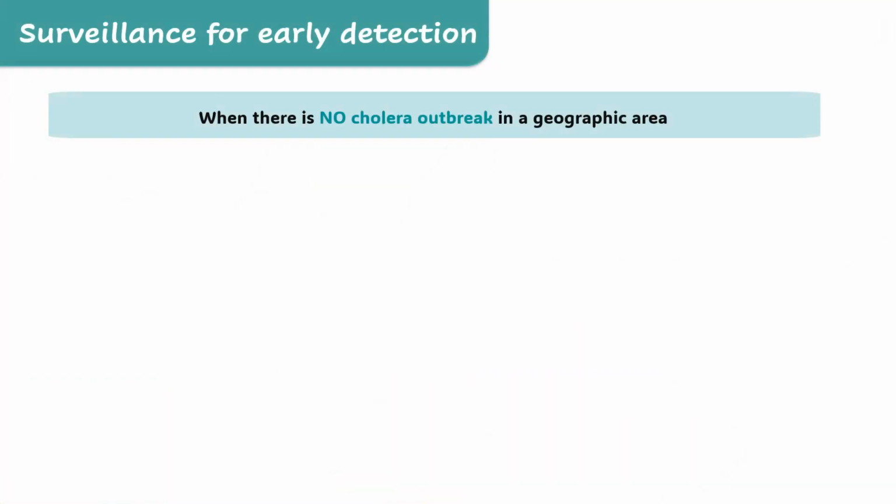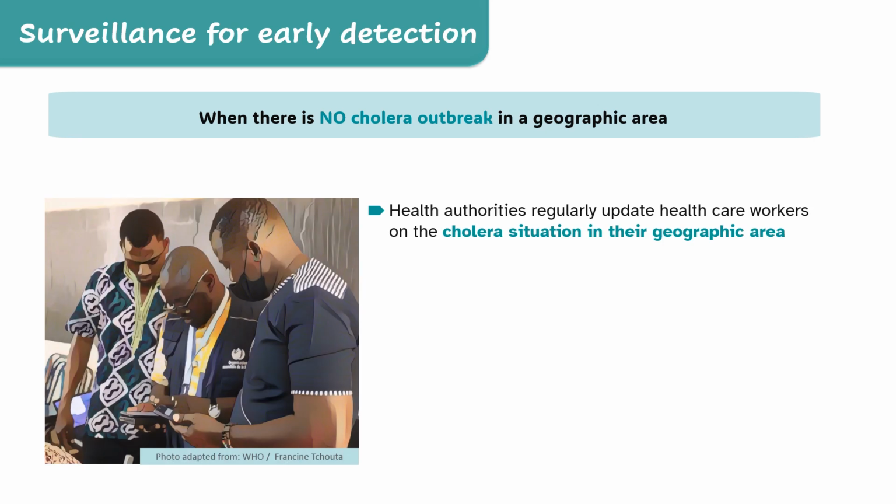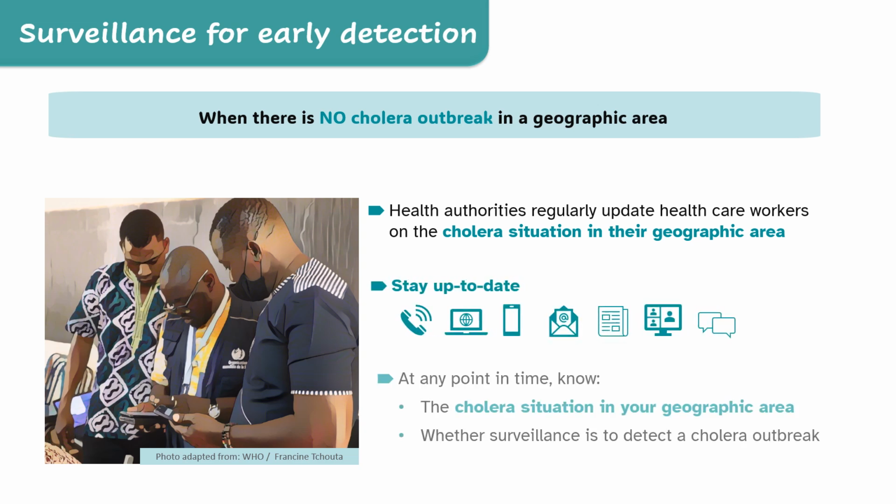Surveillance is implemented for the early detection of a cholera outbreak when there is no ongoing cholera outbreak in a local geographic area. Health authorities regularly share information and updates on the local cholera situation. Make sure to stay up to date. That way, at any point in time, you will know the cholera situation in your local geographic area and know whether you should implement cholera surveillance for early detection.